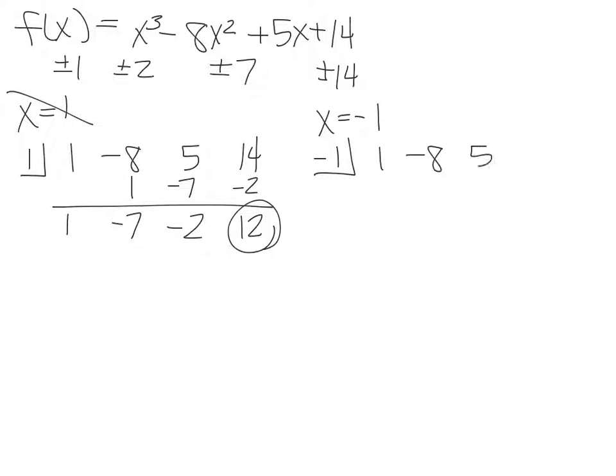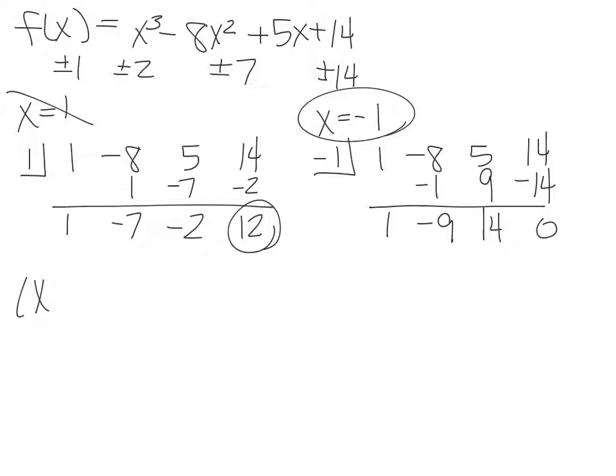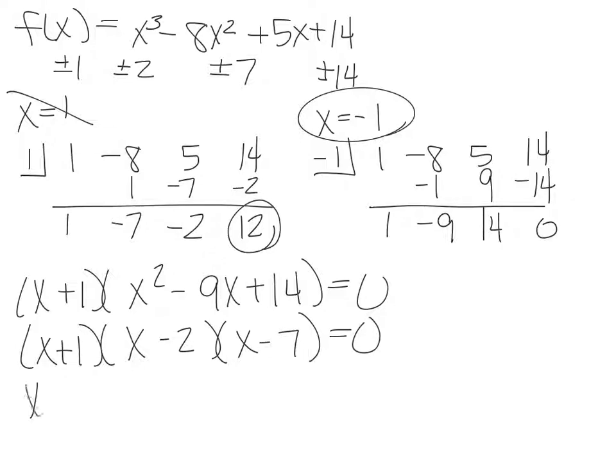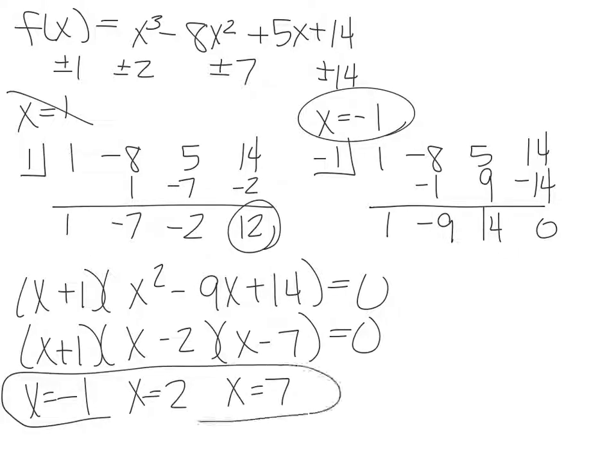Try again. Multiply, add, multiply, add, multiply, add. That is a 0. So I've got x plus 1, x squared minus 9x plus 14. I can factor that trinomial. Let's see, minus 2, minus 7. So I've got x equals negative 1, x equals 2, x equals 7. Cool.